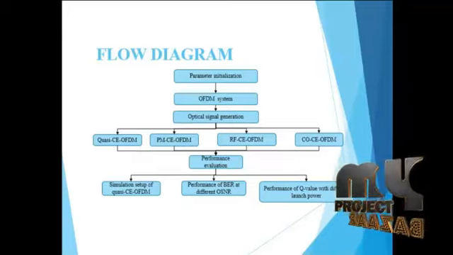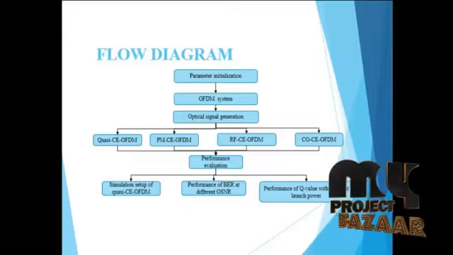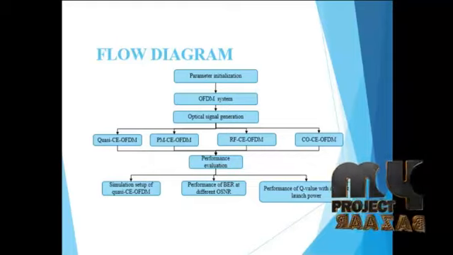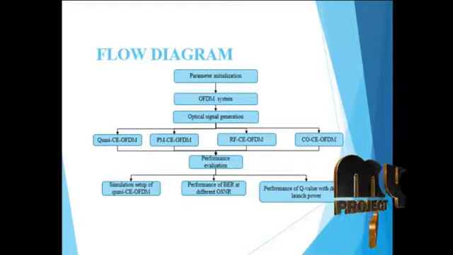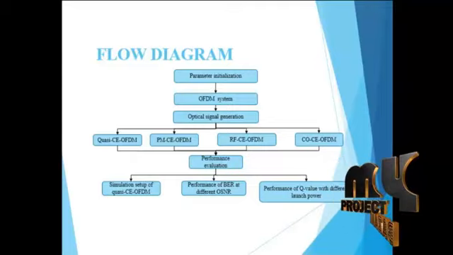Then the block is optical signal generation. In this, we need to generate a signal, and a laser pulse is used in this project. The laser pulse acts as a pilot insertion in this project. The laser pulse is added to the OFDM transmitter and it is added on the receiver side also.